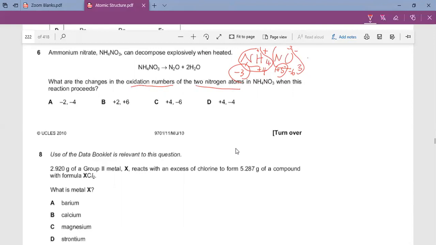Now, look here. It will become N2O plus 2H2O. The whole thing here is a molecule, so its charge is 0. Oxygen is -2, so to be 0, nitrogen must be +1, isn't it? Because 2 times +1 is +2, and -2 times 1 is -2, giving you 0. So from -3 to +1, right? What are the changes in the oxidation numbers?